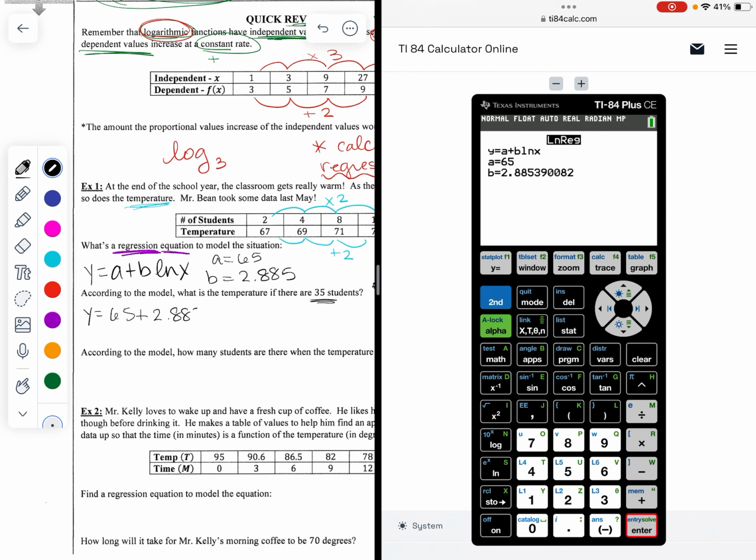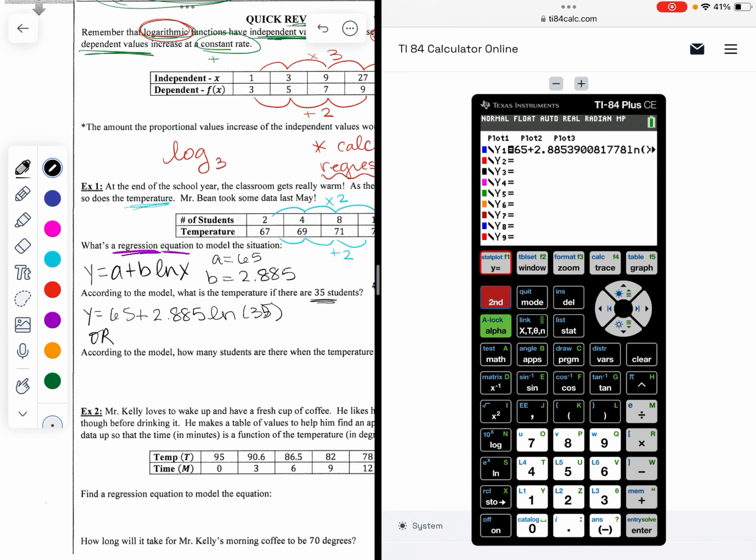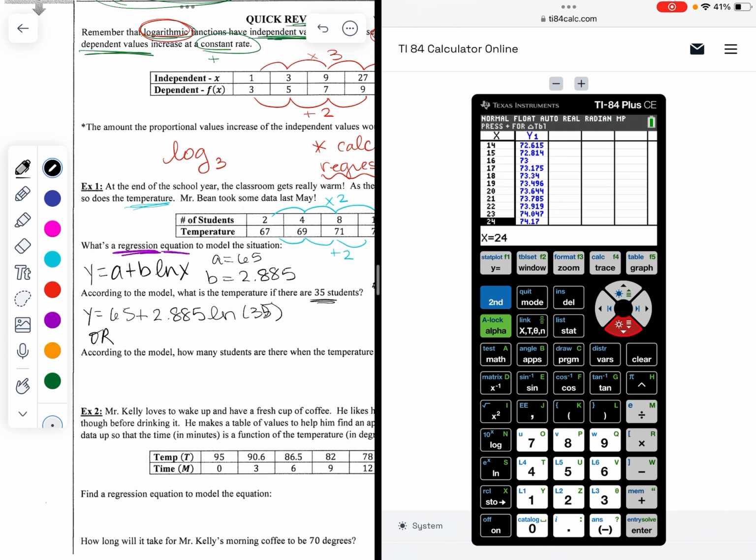Okay, and you can calculate that separately, or you can do this in your calculator using what you just stored. So you can go to second table, and we see that these values here are from our y equals that we just stored in there. So go back to table. You can scroll down to 35. And we see 35 gives us a value of 75.259.